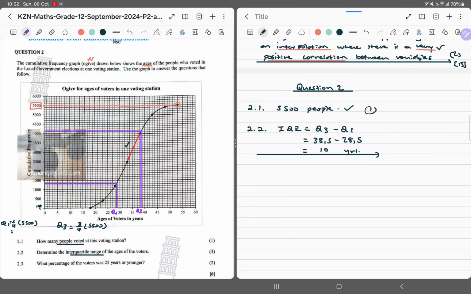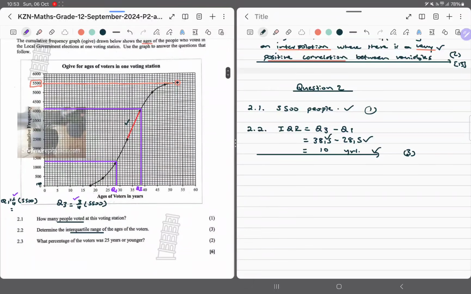Again, guys, this is nothing really strange. A math student already knows how to do this. This one was a little bit tricky, but obviously one needs to know how to do these calculations, okay? This is nothing but easy stuff. So we get a mark for those two because we had to find them and then eventually do the things. Easy, 3 marks. Now the question says, what percentage of voters was 25 years or younger?